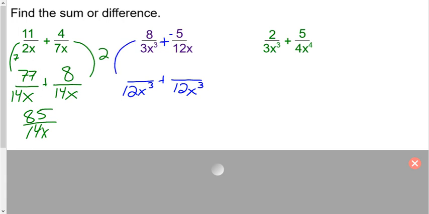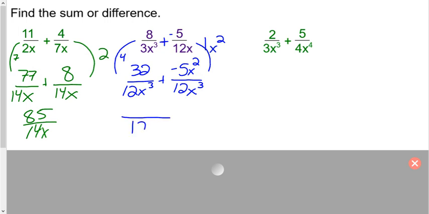So on the left side, what do I multiply 3x cubed by to get 12x cubed? 4. So I'm going to go 8 times 4 is 32. On the right side, what do I multiply 12x by to get 12x cubed? x squared. And if I want to put the 1 there, I can put the 1 there. So negative 5 times 1x squared will be negative 5x squared.